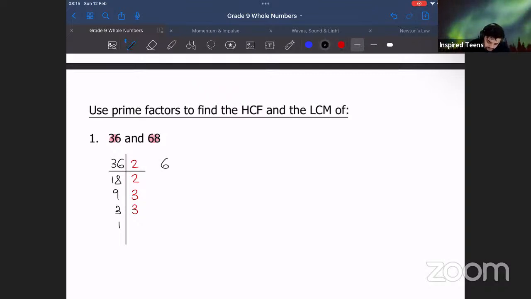Let's do 68. I can divide 68 by 2, and I get 34.